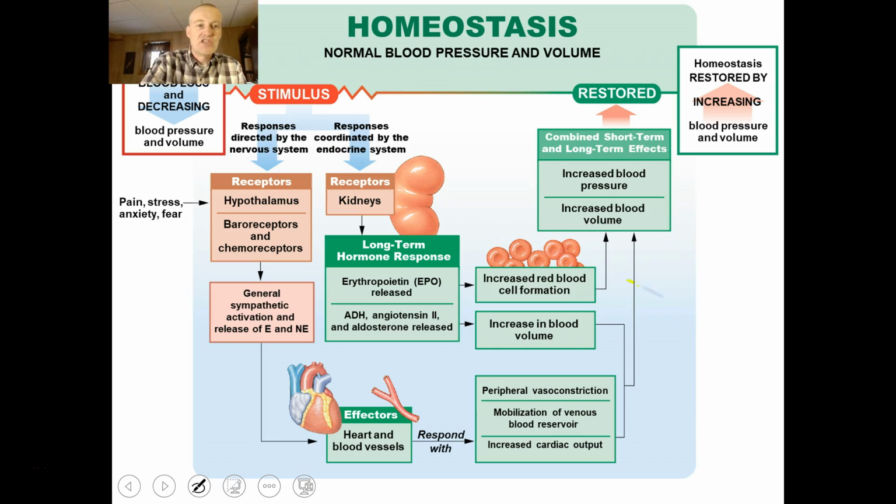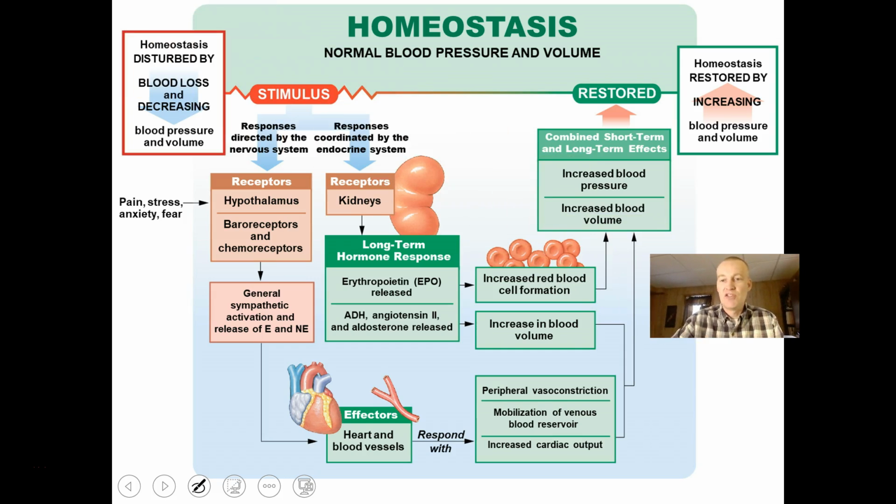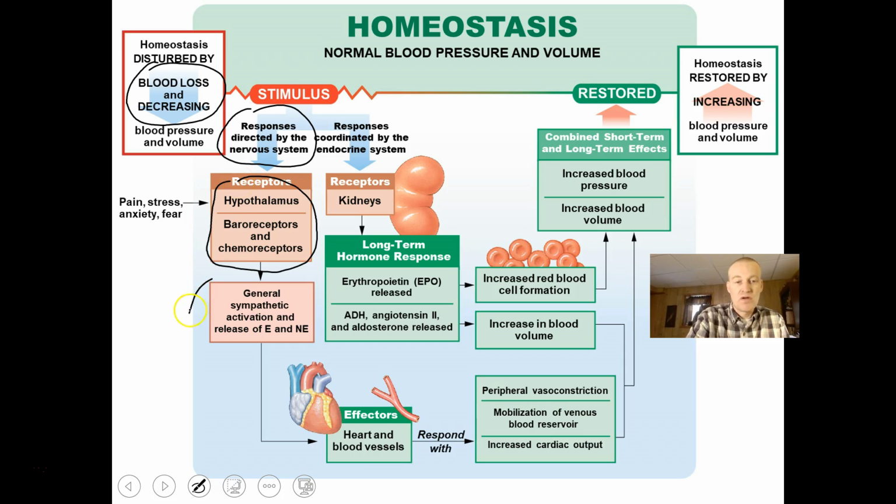Well, let's say we have, as the stimulus, blood loss and a decreasing blood volume or blood pressure. You can get blood loss, of course, from bleeding or some kind of wound that you might have. The response directed by the nervous system will involve the hypothalamus, baroreceptors and chemoreceptors. All of these are going to respond to generally activate the sympathetic nervous system, releasing norepinephrine and epinephrine.